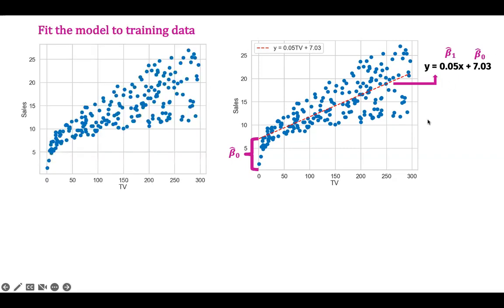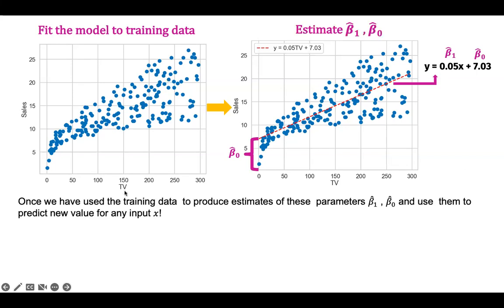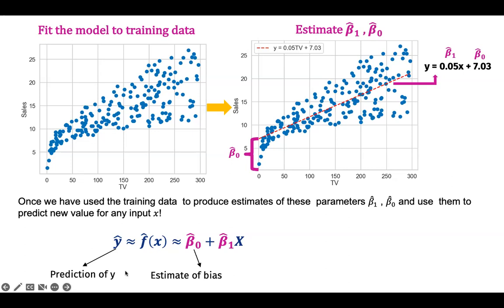Essentially, what we can do to arrive at these values is to fit the model to the training data. Once we have used the training data to produce these estimates of beta 1 and beta naught, we can use this equation to predict a new value for any input x. This y hat is the prediction of y, and beta naught hat is the estimate of the bias, and the beta 1 hat is the estimate of the slope or weight of the feature.